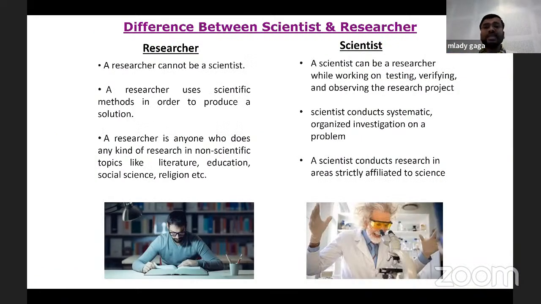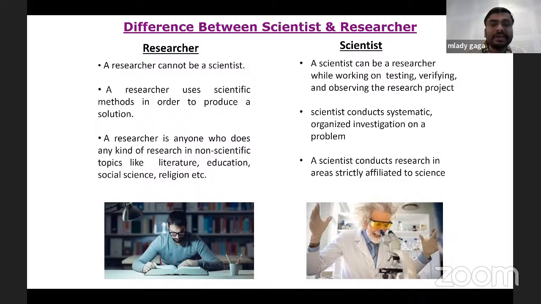So these are the differences between a scientist and a researcher. A researcher cannot be a scientist, but a scientist can be a researcher while working, testing, verifying, and observing a research project. A researcher uses the scientific method in order to produce a solution, while a scientist conducts systematic, organized investigation on a problem. A researcher can be from any kind of field. It could be non-scientific, like literature, education, social science, religion, etc. But a scientist must be from the field of science.